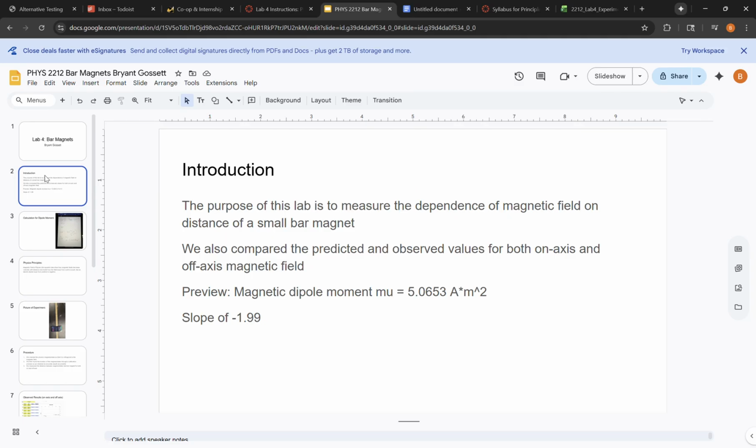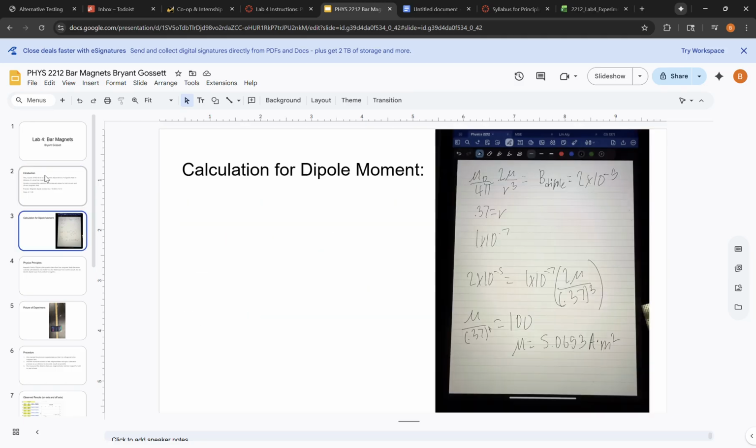So a little preview, we calculated dipole moment mu, 5.0653 amperes per meter squared, and slope of negative 1.99. So here's our calculation. I just did it on an iPad.